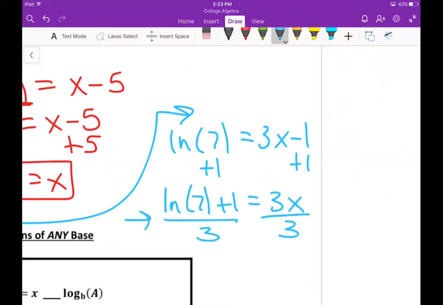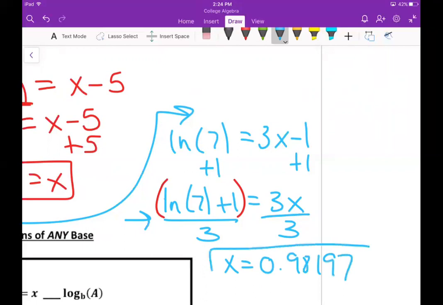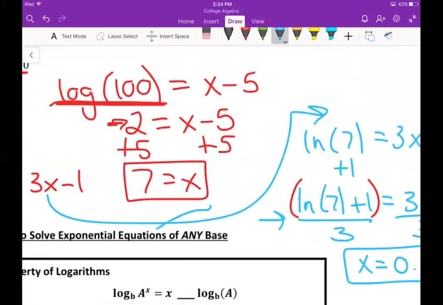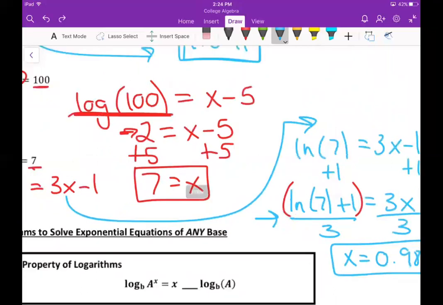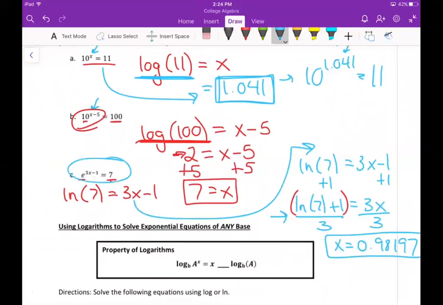Now is when you should plug this into your calculator. Take the ln of 7, add 1 to it, and then divide that entire number by 3. If you're plugging this into your calculator, put parentheses around that numerator so you make sure you divide the entire numerator by 3. When you do that, and I would grab a calculator and make sure you get this correct answer, you should get about 0.98197. That's the number we need to plug in for x into this original equation in order to get a power of e that equals 7.